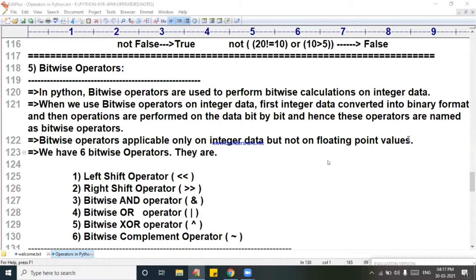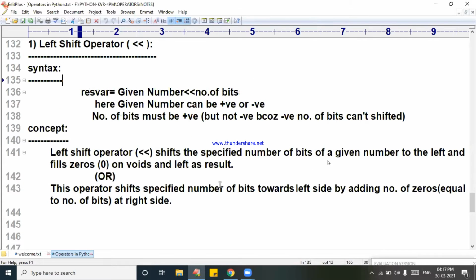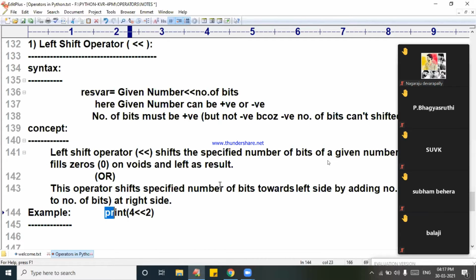Right. Now I am going to take the right shift operator. So the example is also done. Last and final, let me ask you a small example here. Answer my questions. Print of 4 double less than 2. What is the answer?